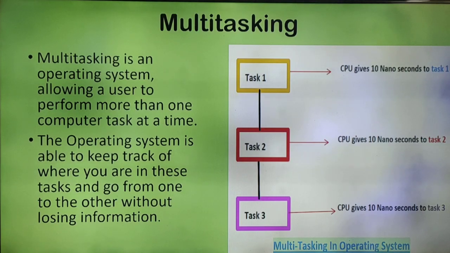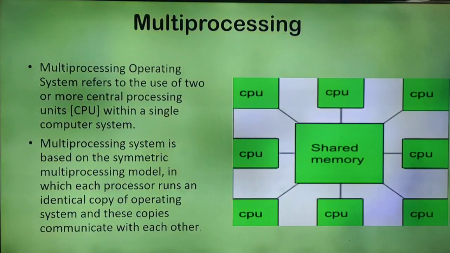Now, moving on to the concept of multiprocessing. When we use two or more processors, that is CPU or execution units, within a single computer system, it is termed as multiprocessing. So, we have single operating system, single memory but multiple processors. In this system, multiple processors interact with each other for symmetric processing.